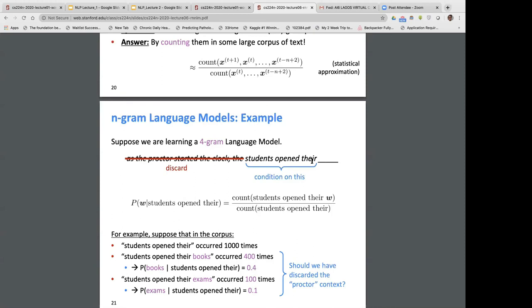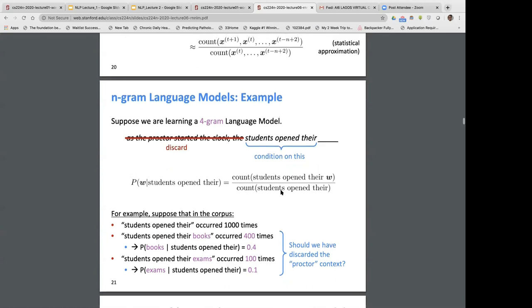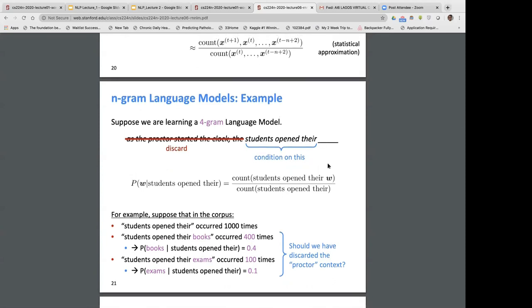Then you count the overall number of times that only "students opened their" occurred. I hope I'm not losing us. Let's say in our text data, "students opened their" occurred 1,000 times. This means it occurred with different words 1,000 times, but "students opened their books" occurred 400 times out of these 1,000. So the probability of predicting books here will be 400 over 1,000. If "students opened their exams" occurred 100 times, the probability that the next word is exams will be 100 over 1,000, that's 0.1.